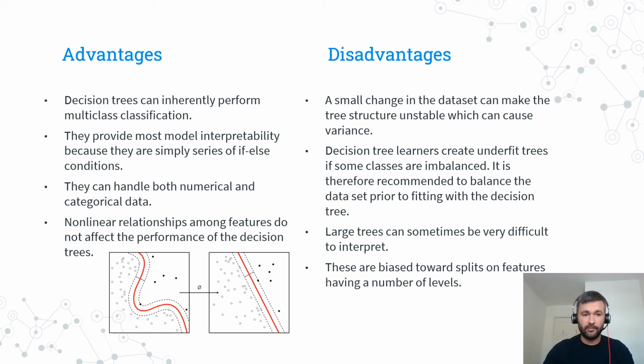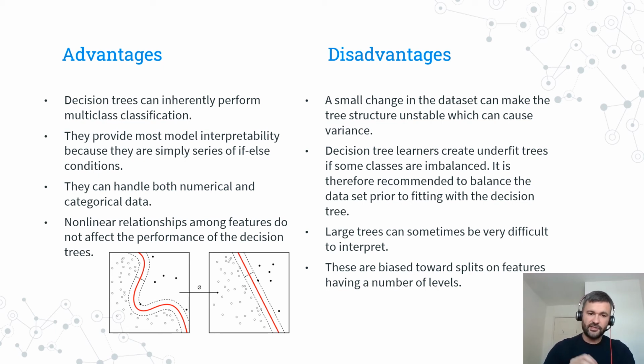Now, they do come with a couple of disadvantages, of course. Those being a small change in the dataset can make your tree structure unstable, and that can lead to variance in your output. Decision tree algorithms can create underfit trees if some classes are imbalanced. So please, before you fit a decision tree algorithm to your dataset, make sure it is balanced. And large trees can sometimes become very difficult to interpret, and this is because of the bias towards splits on features that have the greatest number of levels.